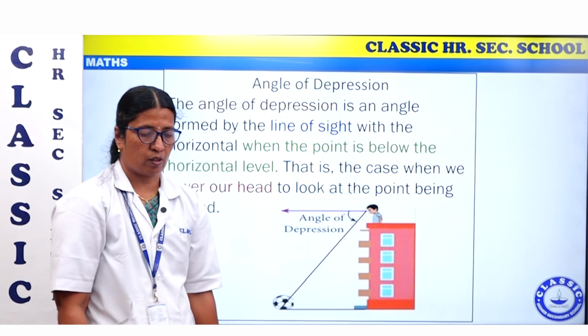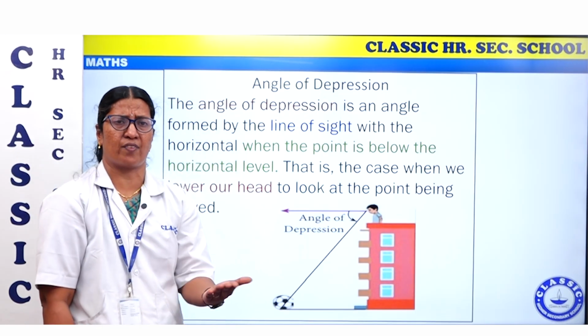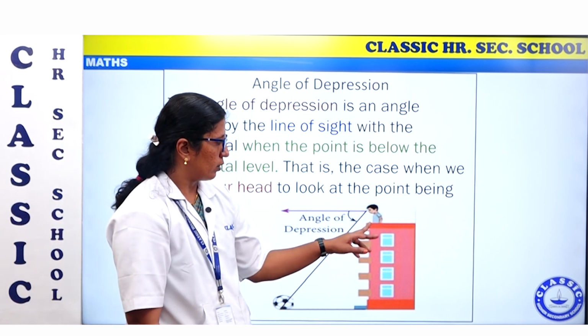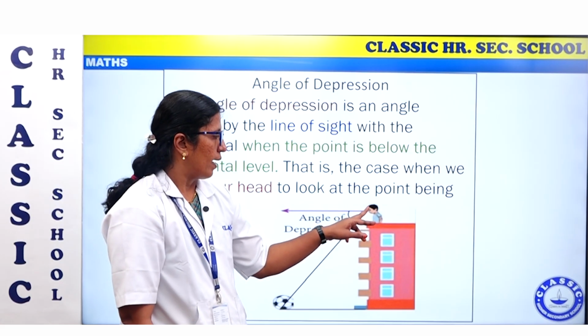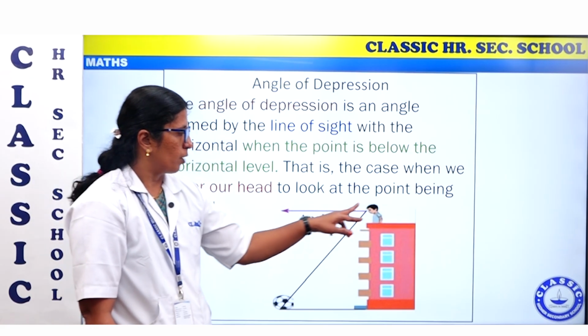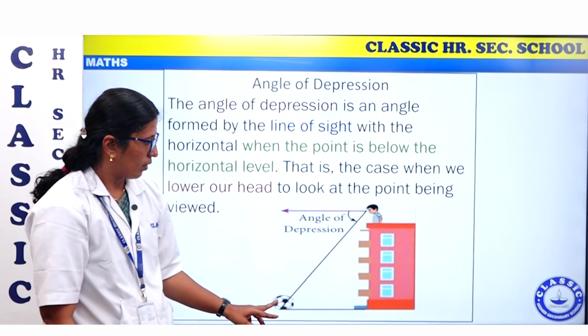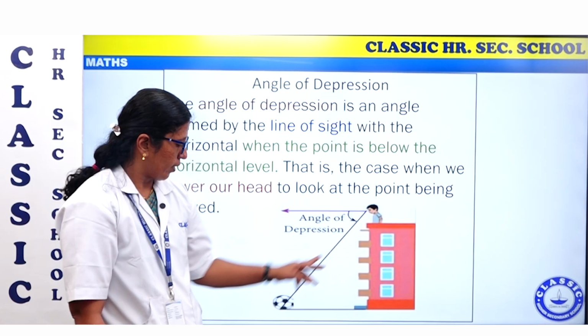Angle of depression. Not only the angle of elevation to find height and distance, there is another way, the angle of depression. Look at this picture. The boy is standing on the top of a building or top of a tower. That boy's eyesight is in the horizontal line. That boy wants to see the ground. Look at the ball. So that eyesight is going down.